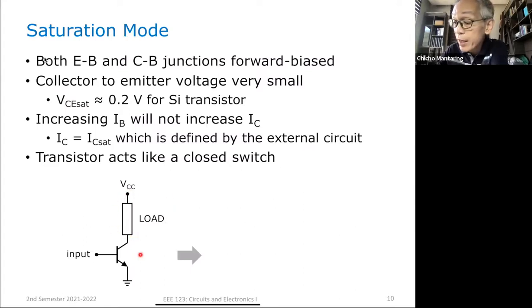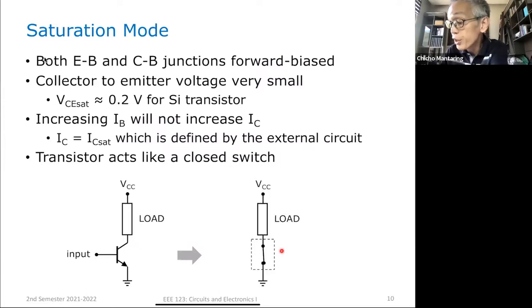And therefore, this actually switched my load on. In effect, it switched my load on. So this particular arrangement, when you are in saturation mode, looks like a closed switch. So that is saturation mode.